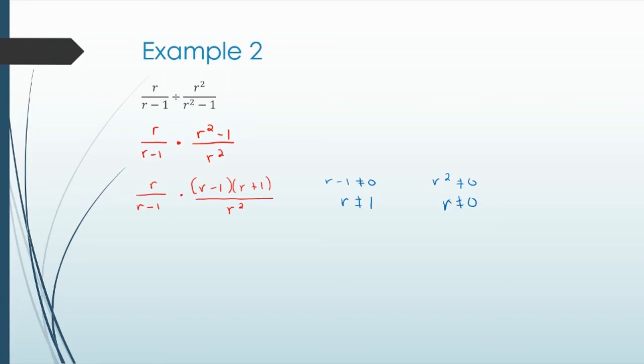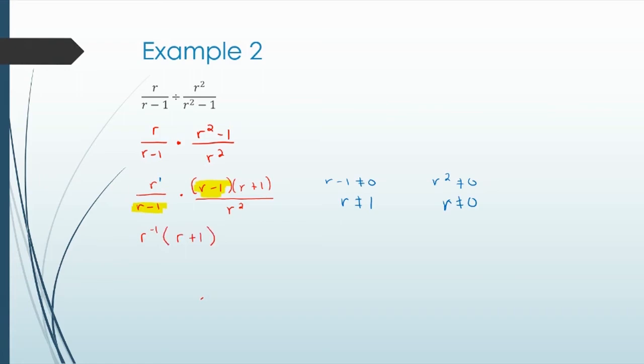Okay, so now canceling wise, I can cancel out the r minus 1 with an r minus 1. I also have an r and an r squared. We're going to use the rules of simplifying exponential expressions with that. So the r on top has an exponent of 1. So when we simplify, we subtract exponents. 1 minus 2 is negative 1. So that's r to the negative 1. And then r plus 1.